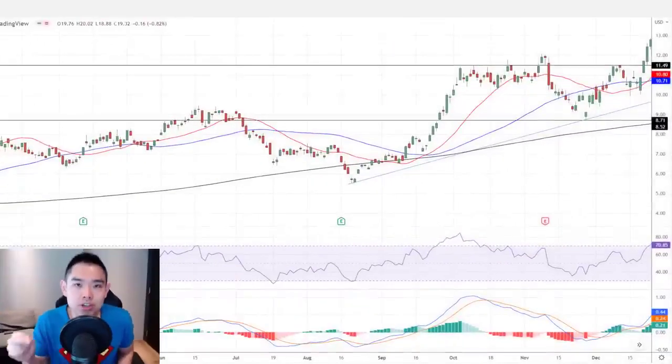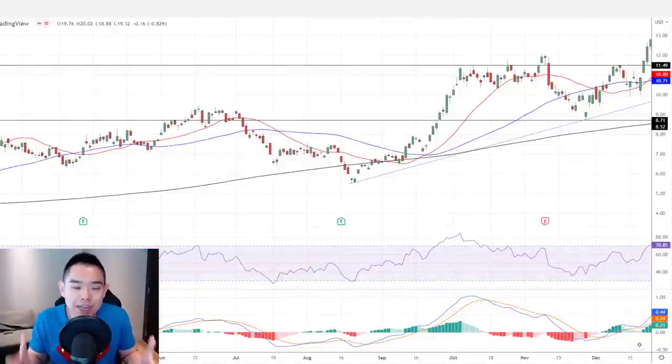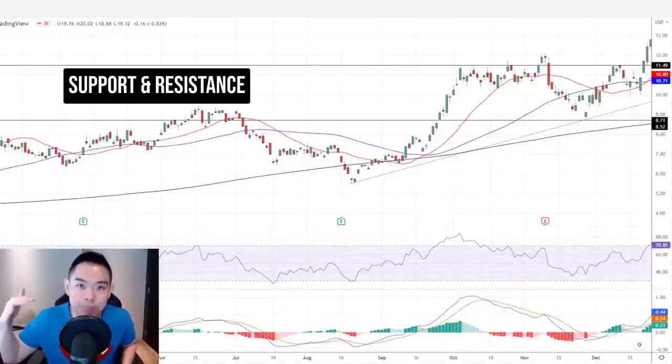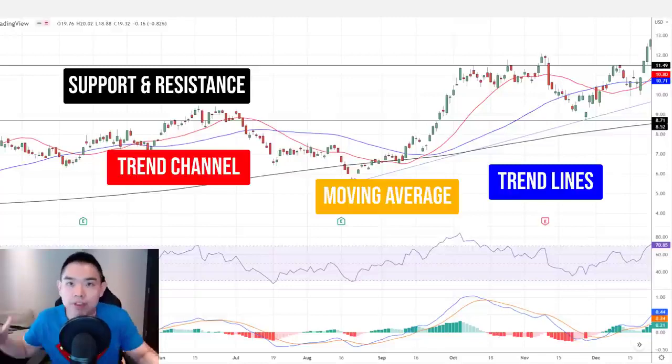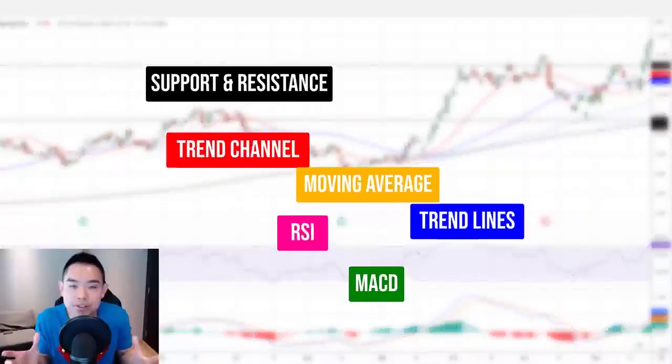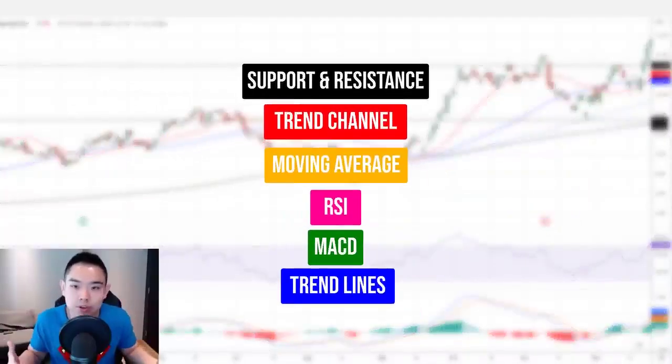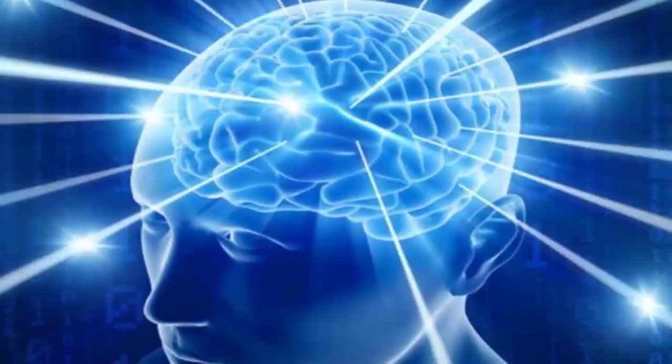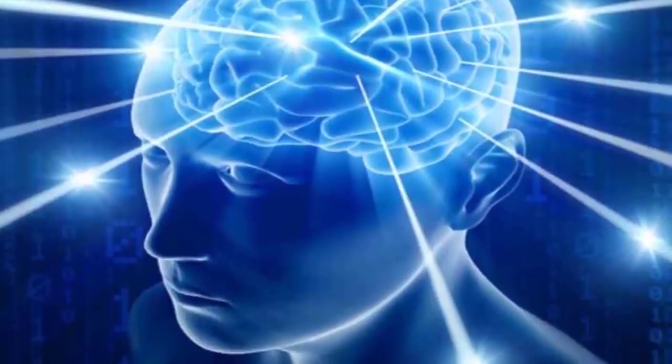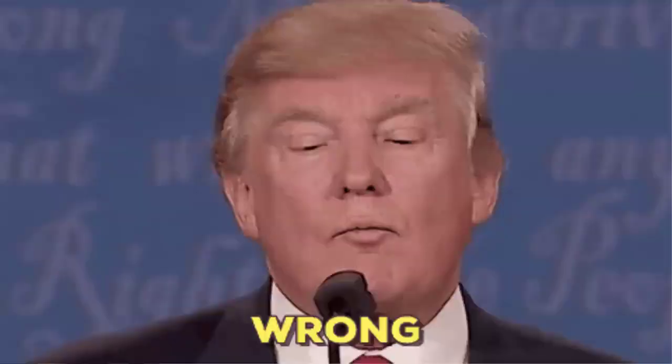So look at this chart over here. When I first started with technical analysis, this is pretty much how my charts looked. I have things like support, resistance, trend line, trend channel, moving average, RSI, MACD, etc. A lot of stuff on my chart. After all, I was thinking, the more stuff I have on the chart, the better I can make my predictions in the market. But boy, I was wrong.